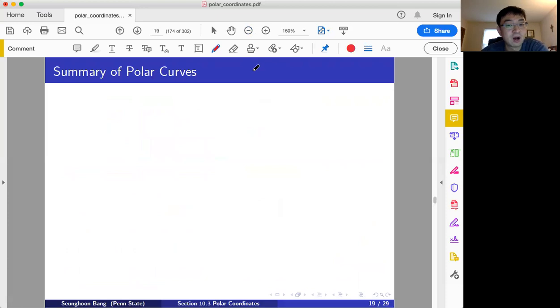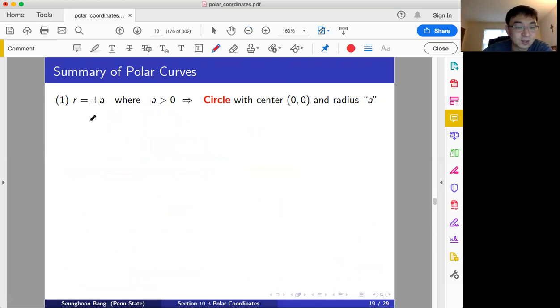Here, a summary of polar curves. You need to know these. R equals plus or minus a. What is the graph like? A circle with center 0, 0 and radius a. So what does it mean? One example is r equals 5. What is the graph like? The graph is a circle. Radius is 5.